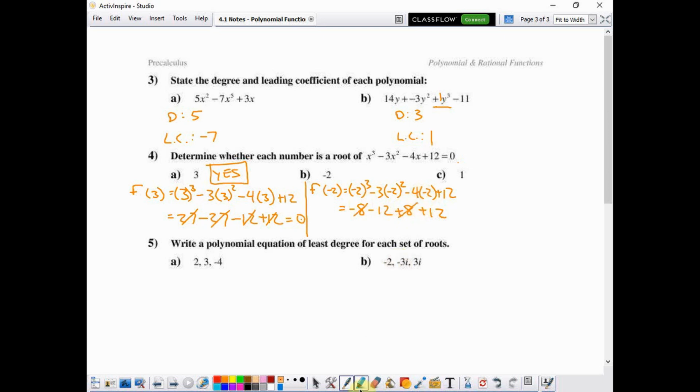-8 and +8 cancel. -12 and +12 cancel. When x is -2, y is 0. So -2, 0 is an x-intercept. So yes, -2 is also a root of that equation.